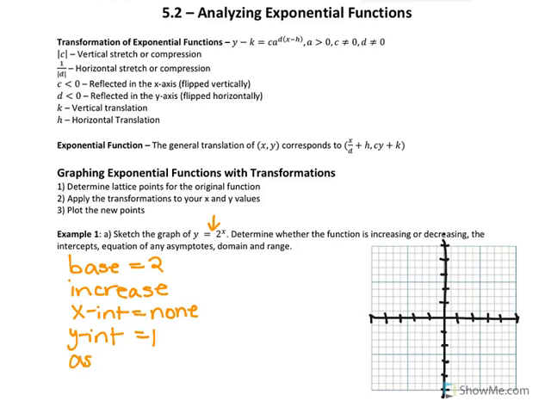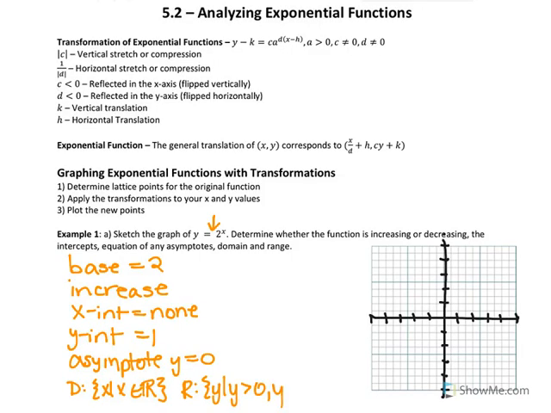I have an asymptote at y equals 0. And I have a domain of x such that x is an element of the real numbers. And I have a range that says that y is greater than 0. So that's kind of all the stuff you should be able to tell about an exponential before you even do anything with it. Let's make a table of values so that we're going to need it for the next question.